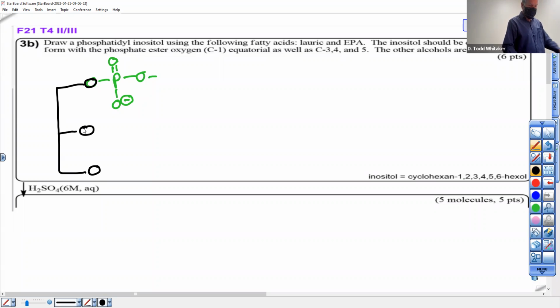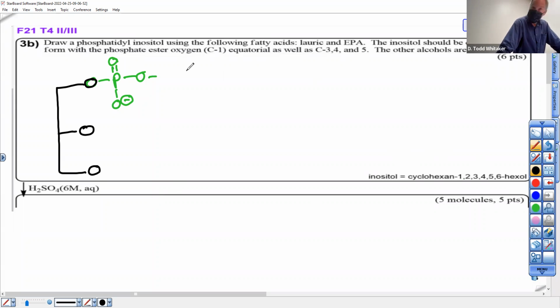And it says inositol is cyclohexane 1, 2, 3, 4, 5, 6 hexol. So every carbon of cyclohexane has an alcohol. Didn't know that, huh? It's a natural molecule. And it tells us we want axials and equatorials. So yeah, Dr. Whitaker's forcing you to draw a chair.